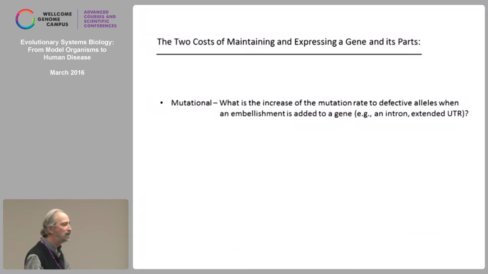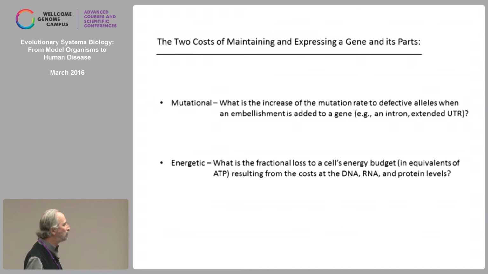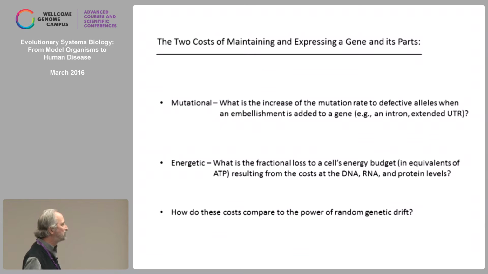So one of these costs I'll give some brief overview on is what I would call a mutational cost. All excess DNA is dangerous stuff to have lying around, and any embellishment you want to add to a gene increases the mutation rate to defective alleles. So we have to worry about that. I'll give you an example in a second. And then there's a bioenergetic cost to a gene at many levels. These costs come in at the DNA level, the RNA level, and at the protein level, as we'll see, in terms of the energy that's used to maintain and run a gene, and we use currency in terms of ATPs.